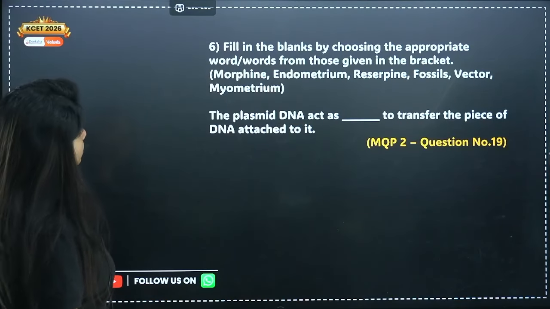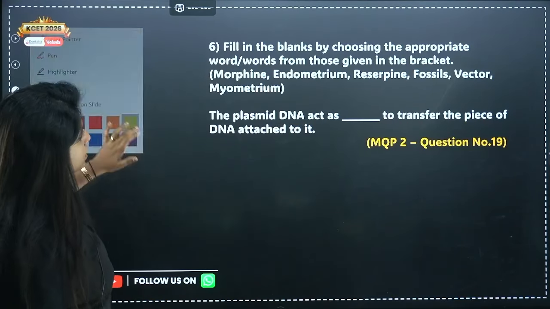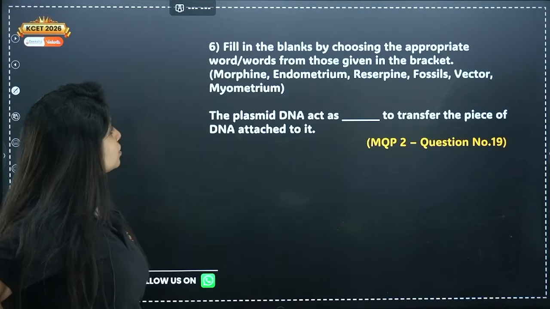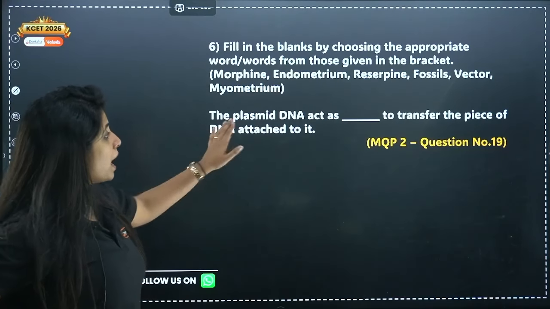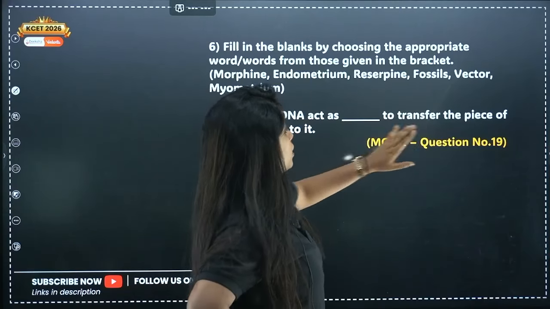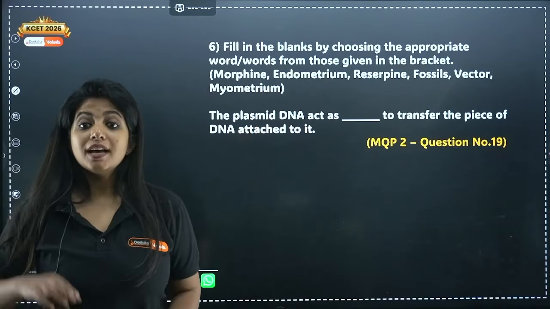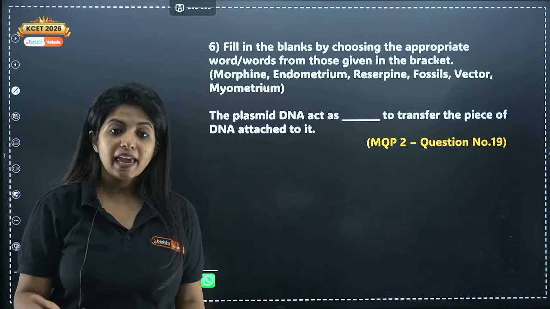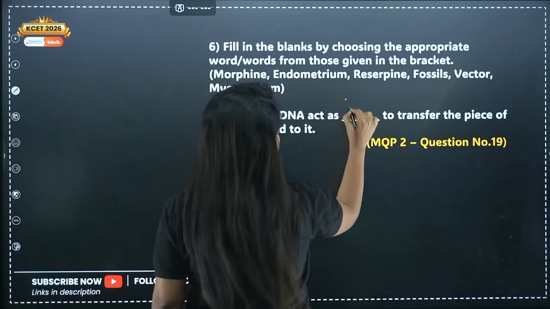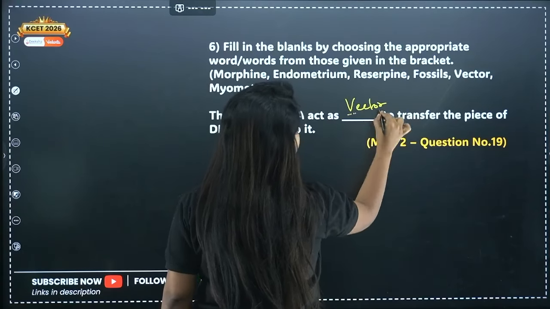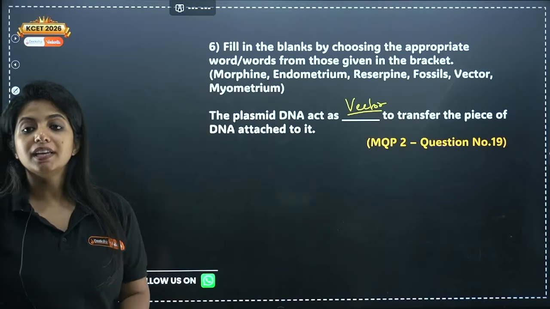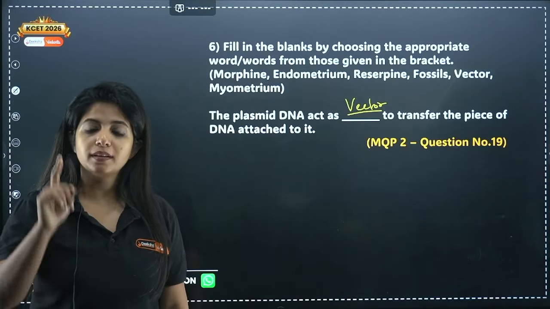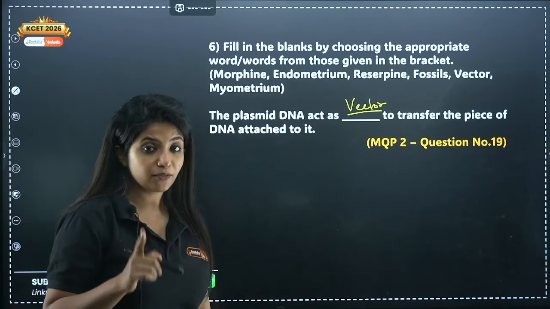Question number 6. Fill in the blanks by choosing the appropriate words: morphine, endometrium, reserpine, fossils, vector and myometrium. The plasmid DNA acts as dash to transfer the piece of DNA attached to it. The plasmid DNA acts as what? It acts as a vector to transfer the piece of DNA attached to it. Vector as in a carrier.